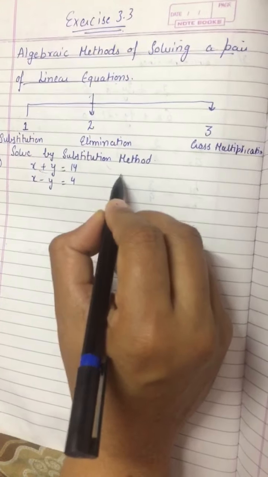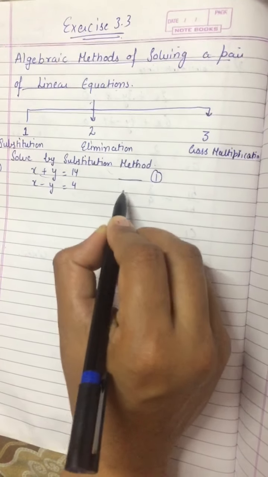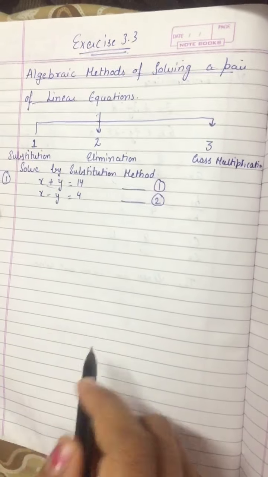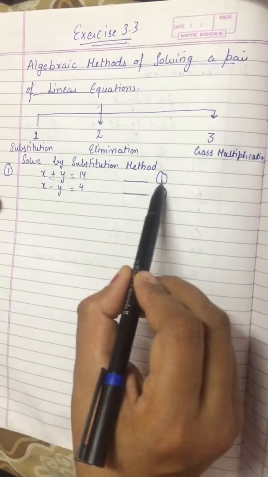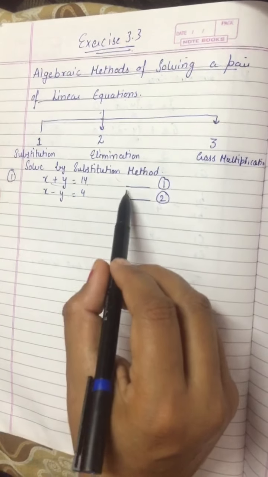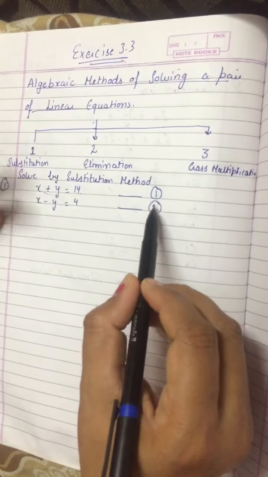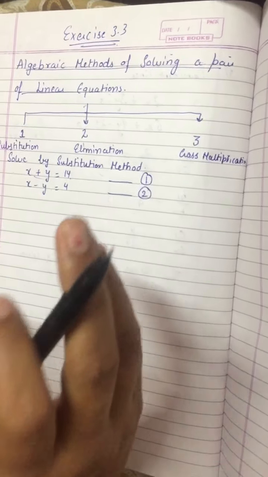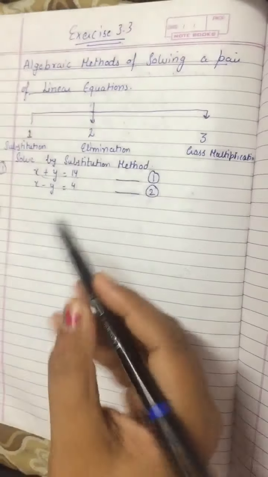Firstly, we will give names to the equations, number 1 and number 2. There will be two equations: x plus y equals 14, number 1, and x minus y equals 4, number 2. Whatever equations you are having, give them number 1 and number 2. That is the name of the equations. Now, to understand it very clearly, follow these steps.